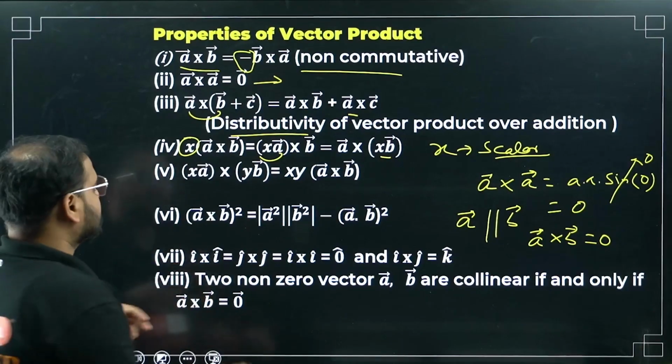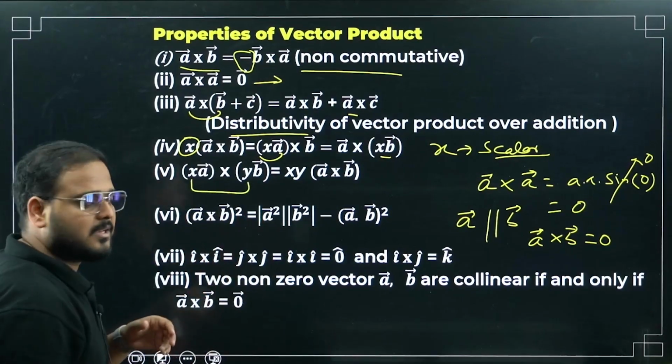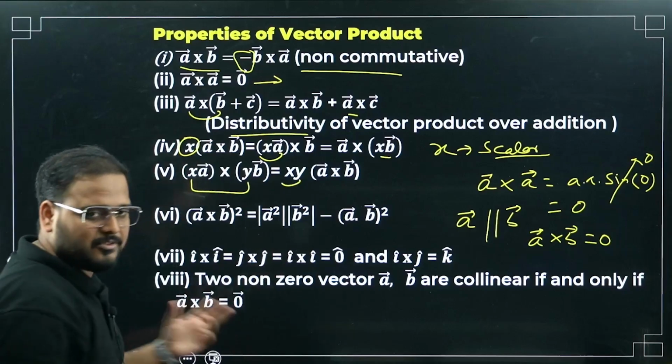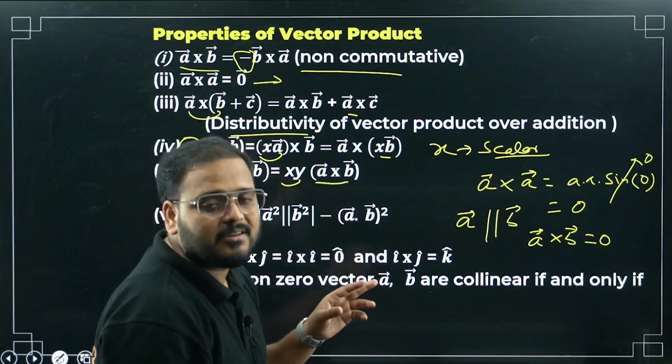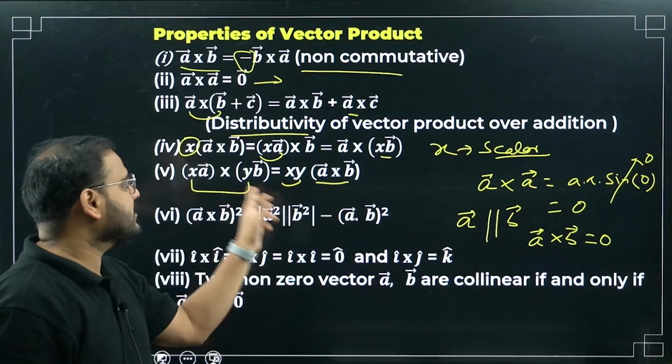What if I have two scalars? Please check, x and y both are scalars. Then you can multiply them outside, as you multiply algebraically, and then you do the cross product of the vectors a and b, and the result will be the same.